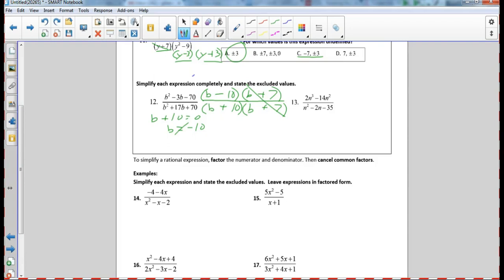On the top here, I'm going to take out a 2, and I'm also going to look for the smallest exponent, n squared. That's going to give me n minus 7. On the bottom, when I factor this, you get n minus 7 and n plus 5. Those cancel. Set n plus 5 equal to 0, and n cannot be negative 5, because that would make the denominator a 0.